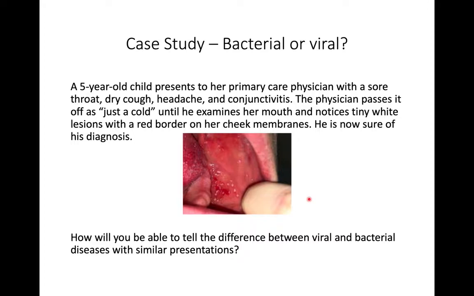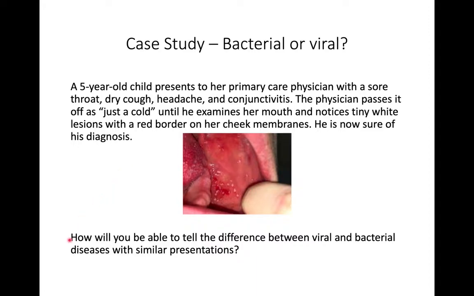So in this case study, we have a 5-year-old child who presents to her primary care physician with a sore throat, dry cough, headache, and conjunctivitis. The physician passes it off as just a cold until he examines her mouth and notices tiny white lesions with red border on her cheek membranes. Upon seeing these, he is sure of his diagnosis. You can see these white spots right here, along with their red borders on the inside of her cheek.